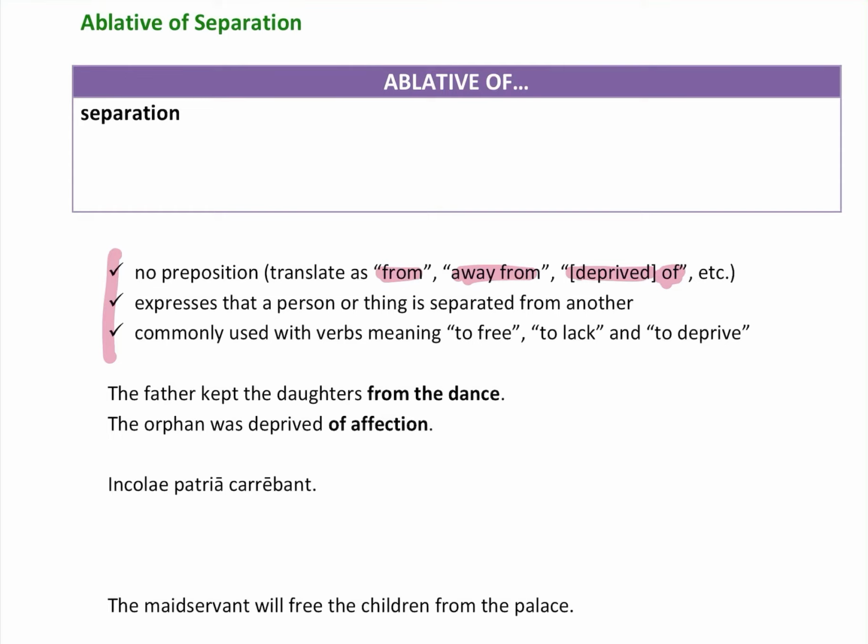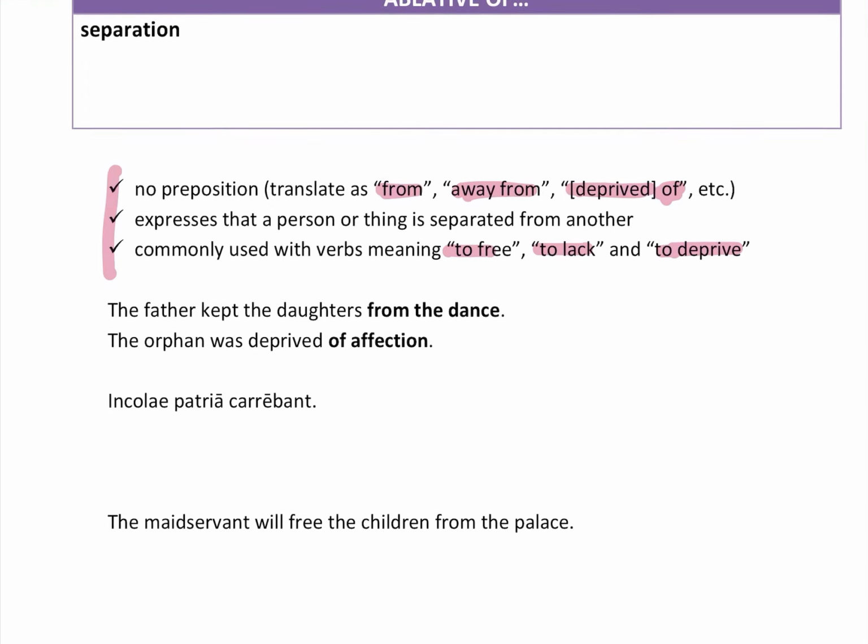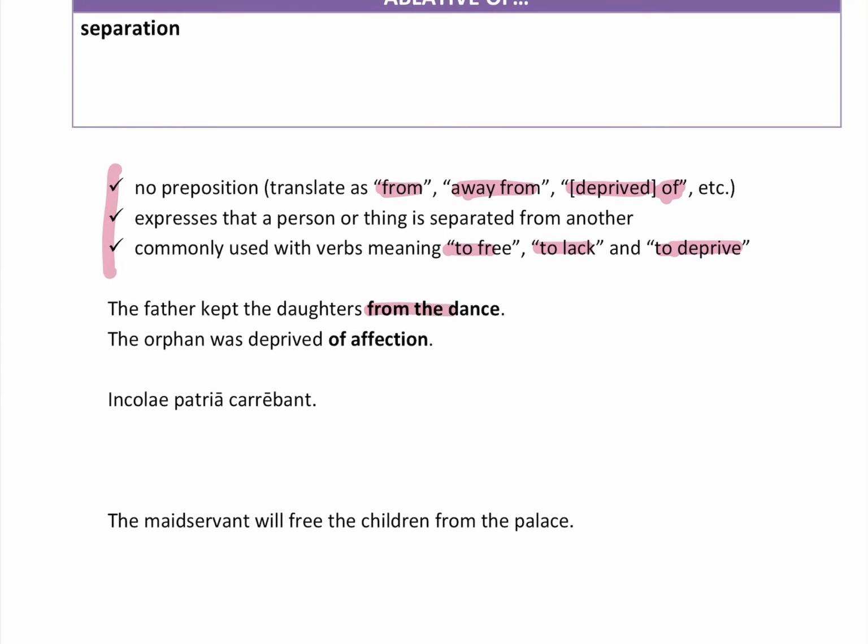And it expresses that a person or thing is separated from another, which is why it's called the ablative of separation. It can be two people, it can be two things, it can be a person and a thing. There's no rules about that. And it commonly is used with verbs meaning to free, to lack, and to deprive. You've got some of these in your chapter this week. That's why they introduced them. So you'll see it, and there's different meanings, translations for these verbs, so just use the one that makes the most sense for you. All right, first one, again.